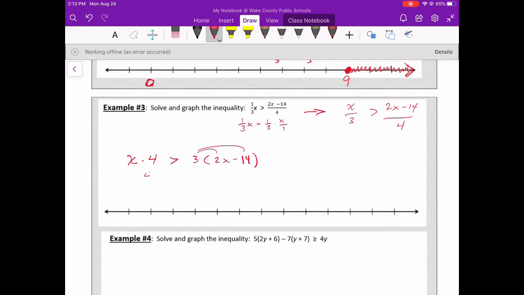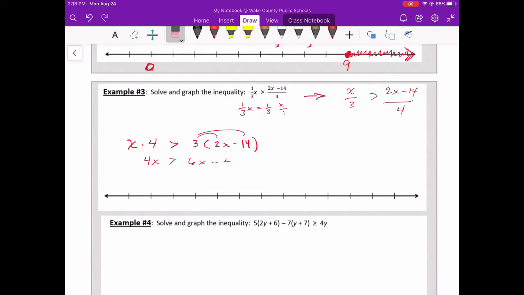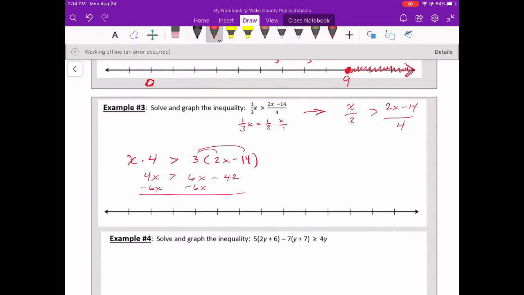X times 4 is 4x is greater than 6x minus, and that's going to be 42. Oh, my goodness. 42. All right, and now we're going to solve. All right, because, typically I would send all the x's to the right because there's more x's over there. But because the 4x is already isolated, I'm going to just subtract 6x from both sides. And this proves that you don't always have to do it the way that I do it. So negative 2x is greater than negative 42.